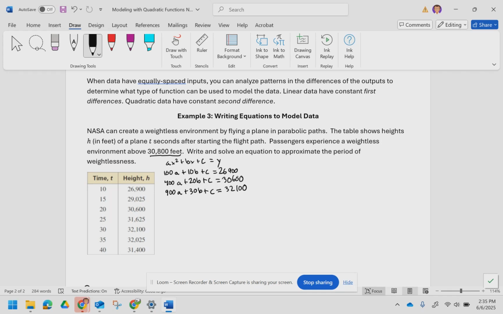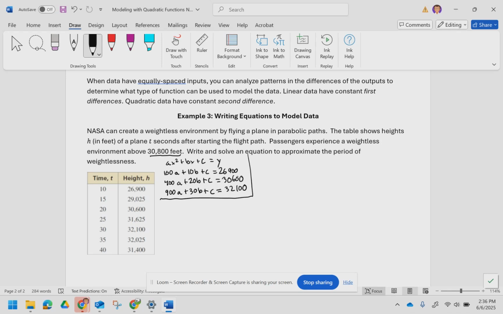I'm going to be using elimination. I'm going to use my first equation to eliminate the b in the second equation, and to eliminate, well, actually, let's just do the c's. The c's are going to be nice and easy. So I'm going to use the first to eliminate the c in the second and the c in the third. All right, so let's get started with that process.